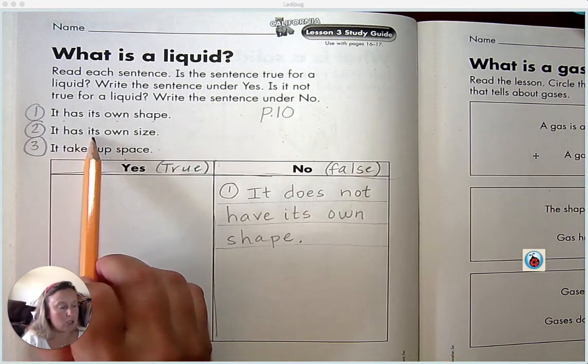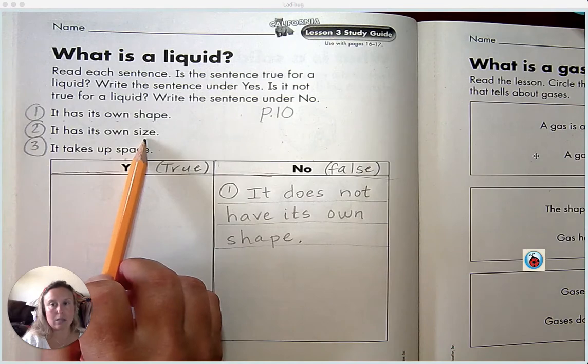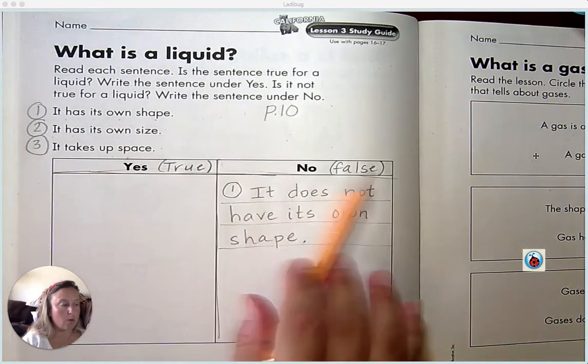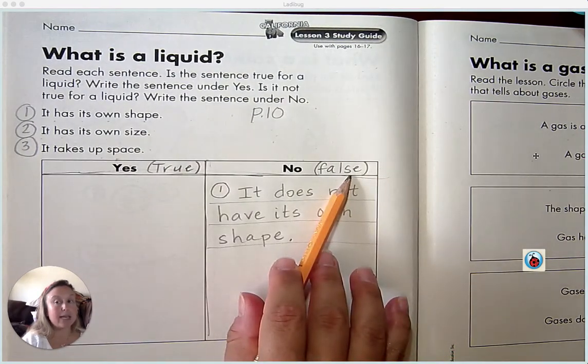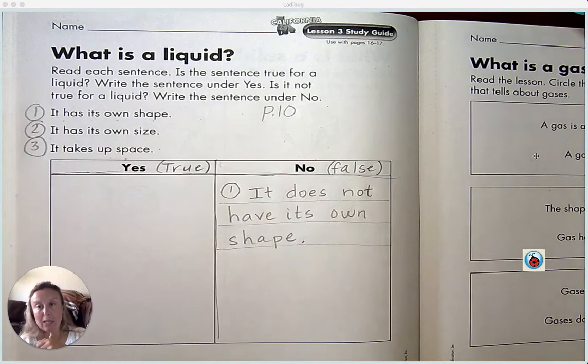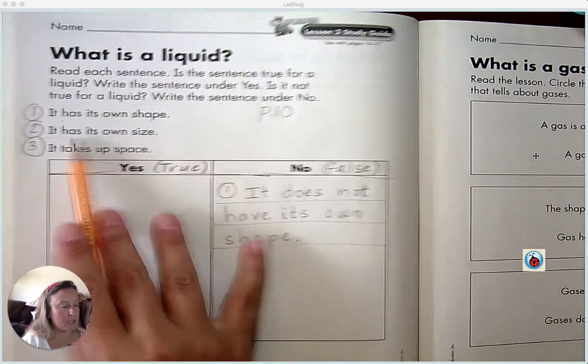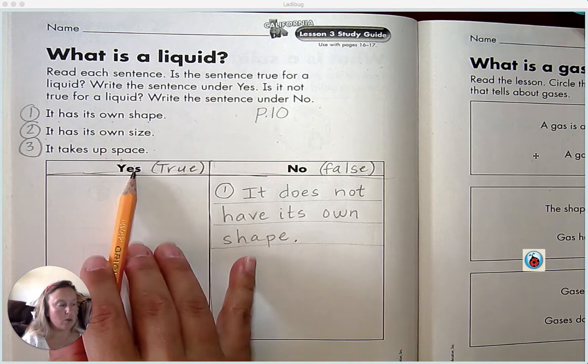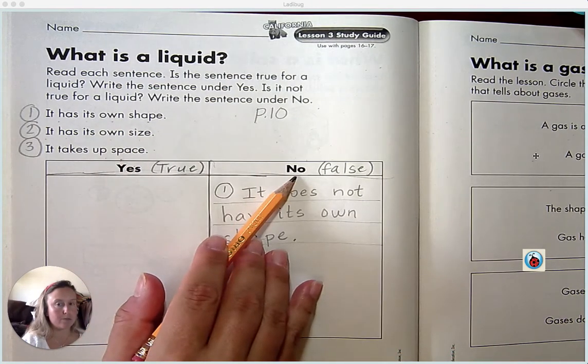Liquids have their own size. Do liquids have their own size? True or false? If you're stumped, go back in the video to where we read that in the book. Have its own size. True or false? You should have paused me.